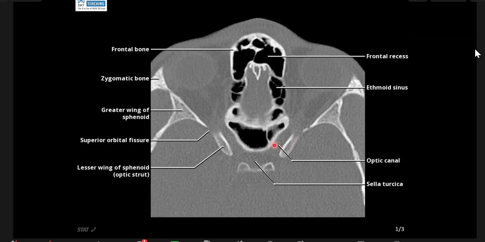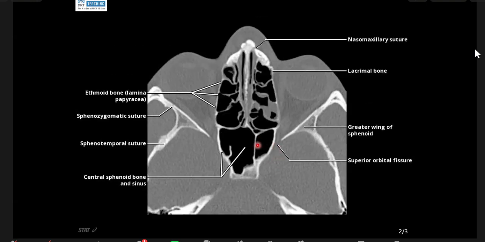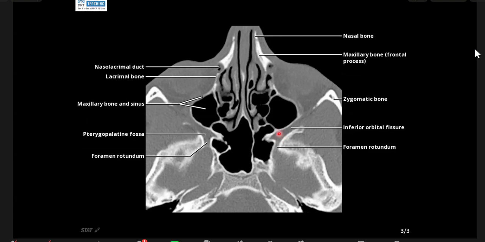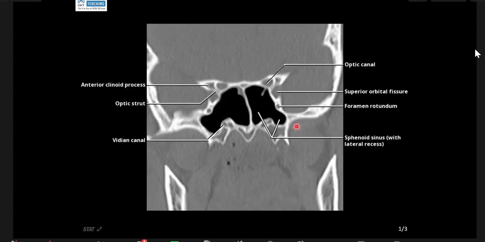I repeat these three. Optic foramen, what is at this level? At this level, you can see the sella. Slightly inferiorly, now the sphenoid sinus is visible. So lateral to the sphenoid sinus is the superior orbital fissure. More inferiorly, this is the pterygopalatine fossa, because the foramen rotundum is communicating with it, and then the inferior orbital fissure. So on a coronal, let's concentrate on just these three without concentrating on other things.